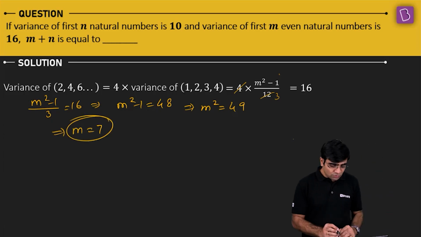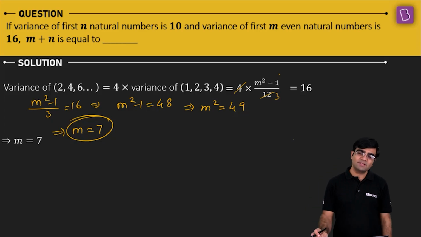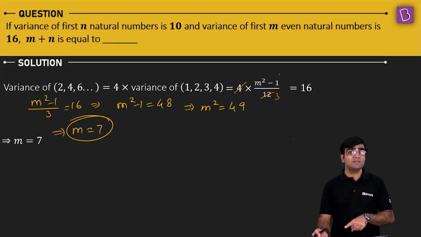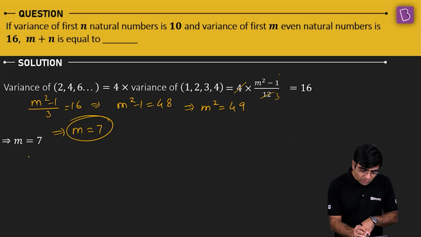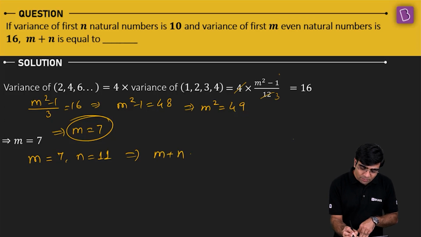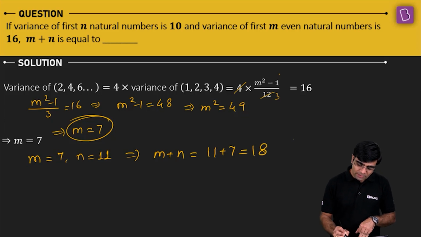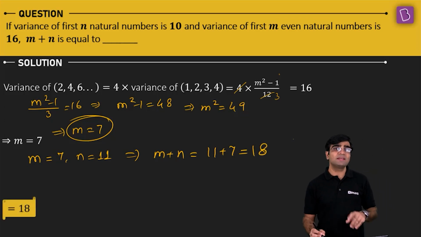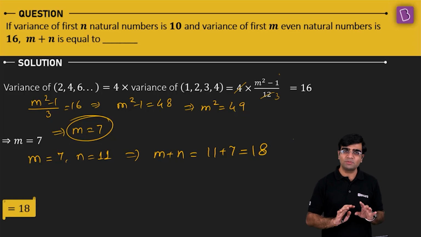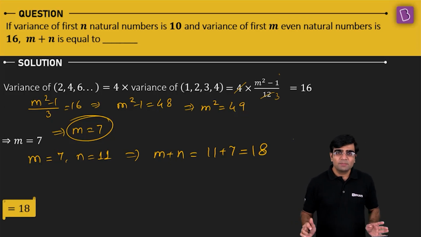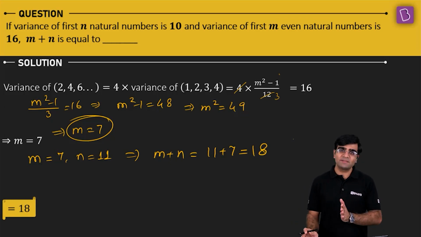So the moment I get the value of m as 7, the value of n was 11. Okay, so we got m as 7 and n as 11, which implies that m plus n becomes 11 plus 7, which is nothing but 18. So my answer becomes 18. In fill in the blanks, you have to type 18. People understood this? How we are moving ahead with it?